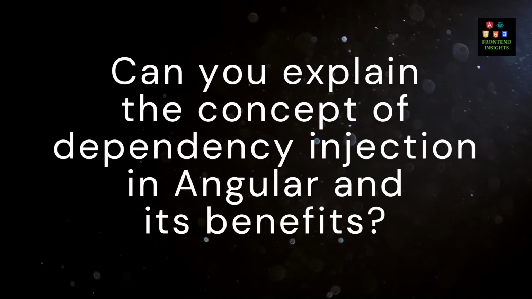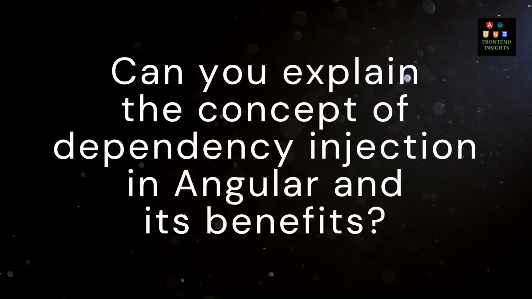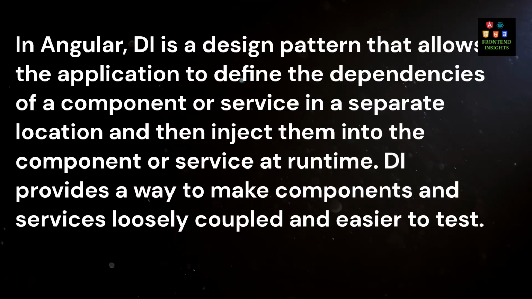Can you explain the concept of dependency injection in Angular and its benefits? In Angular, dependency injection, or DI, is a design pattern that allows the application to define the dependencies of a component or service in a separate location and then inject them into the component or service at runtime. DI provides a way to make components and services loosely coupled and easier to test.